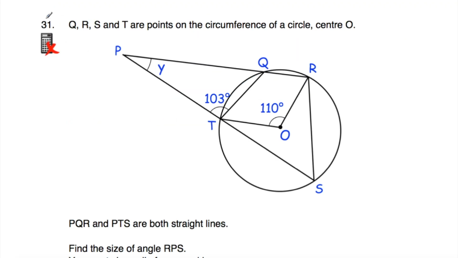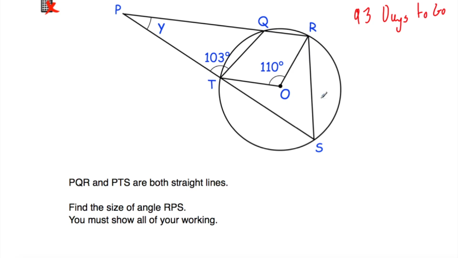Okay, let's have a look at our next question, question number 31, and it's on circle theorems. So if you need any extra help on circle theorems, watch 93 days to go, that'll be really useful for you. And in terms of this question, if you need any extra help finding this angle RPS, think of your circle theorems and think if you can use any of them to work out any of the missing angles on this diagram.